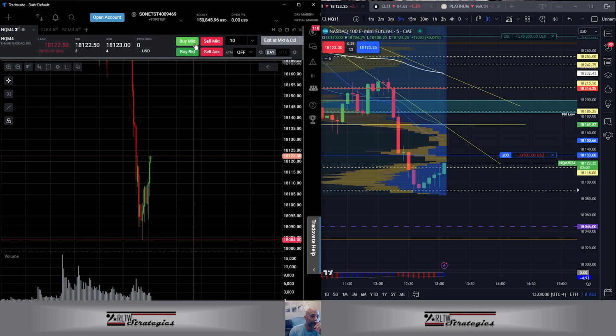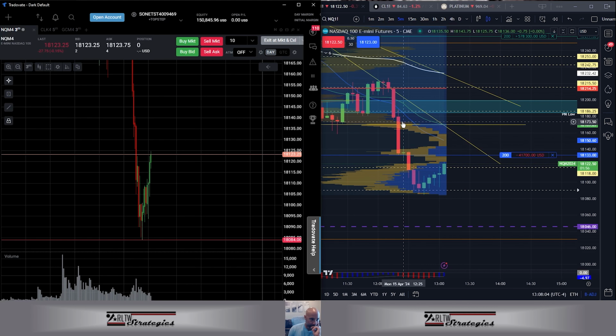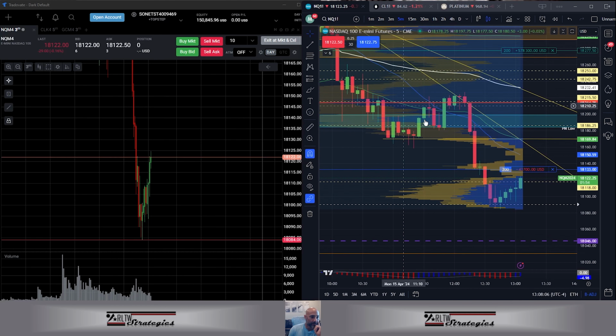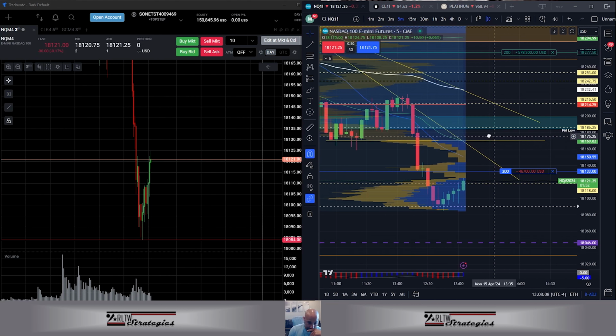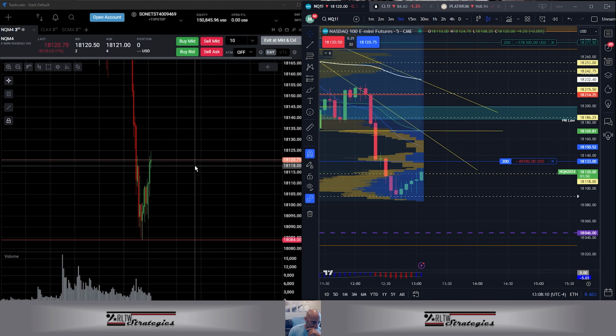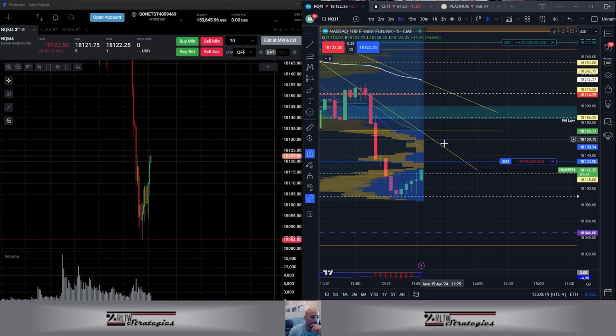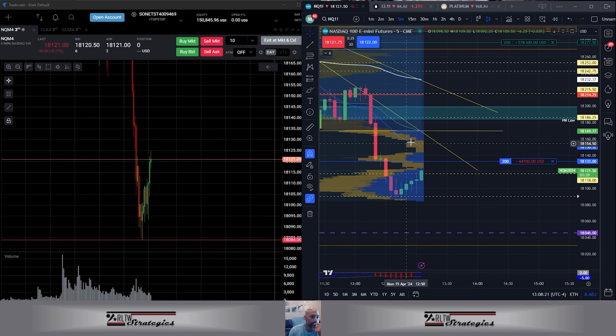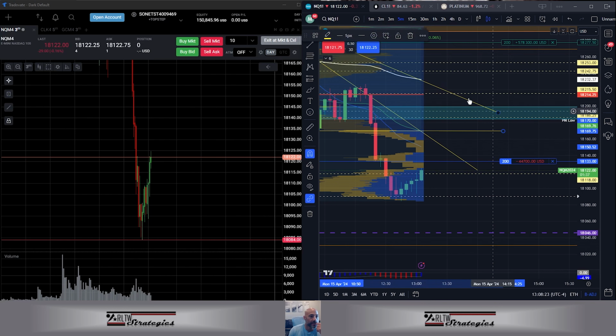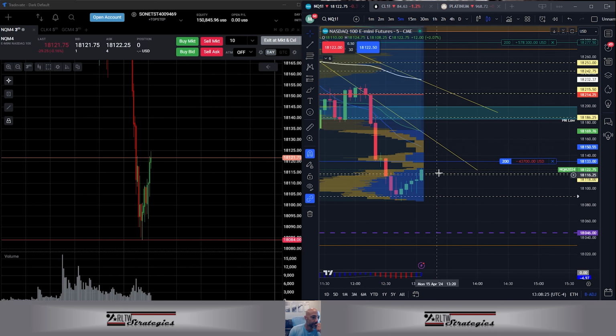We could just start busting stops all the way up to this high volume node right here. We could come all the way up to the point of control. We could come down, retest one more time. I put an alert down here. Or we could just continue candlesticking all the way up. That is a possibility.